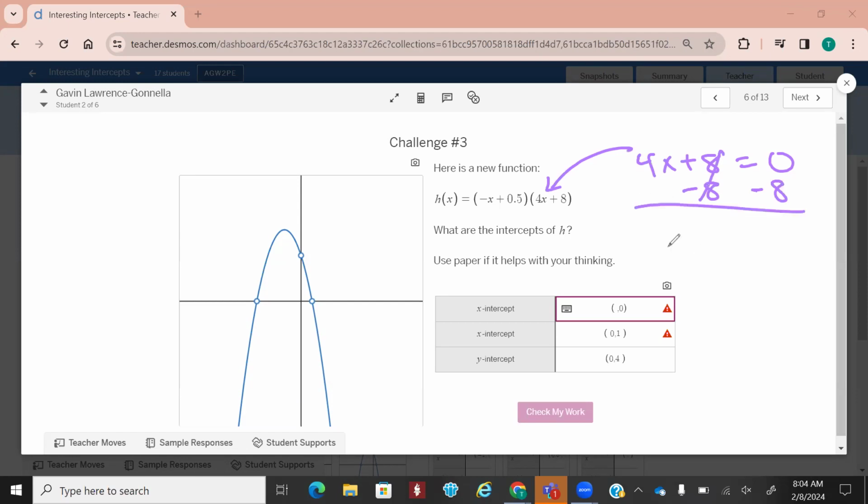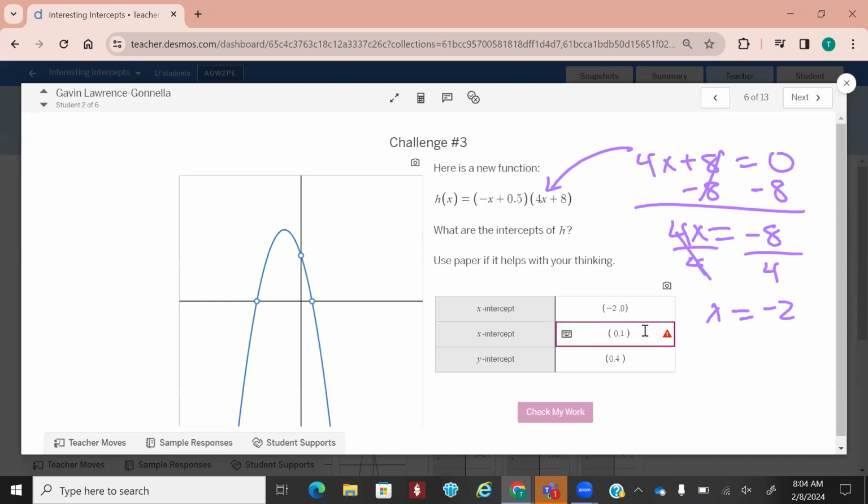We would subtract 8, and then we would divide by 4, right? So that would give us x equals -2. So when we type this in, we're going to say -2, 0. Cool. All right. On that other one, I'm going to take -x plus 0.5, and I'm going to solve. So I'm going to move that 0.5 to the other side, and then I'm going to divide by -1. That'll give me x equals 0.5. So when I graph this, I'm going to get 0.5, 0.